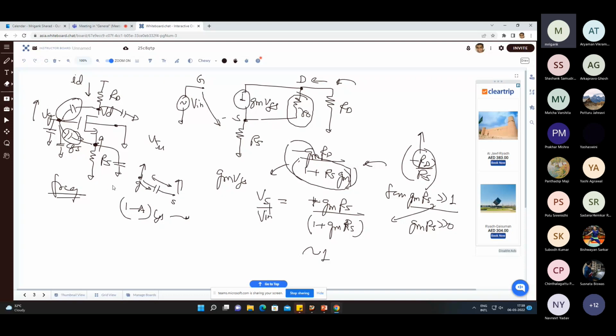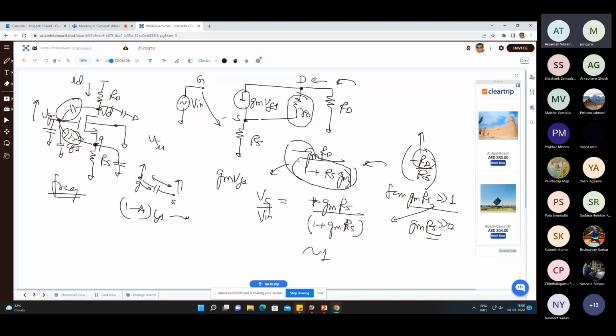It is not going to take any significant current from the signal, so you can eliminate it. It is almost as good as absent, provided this condition is met. That means the effect of CGS is getting diminished. Is that clear to all of you conceptually?